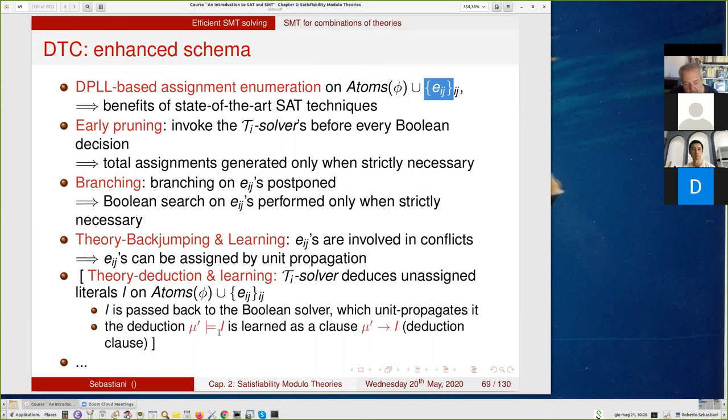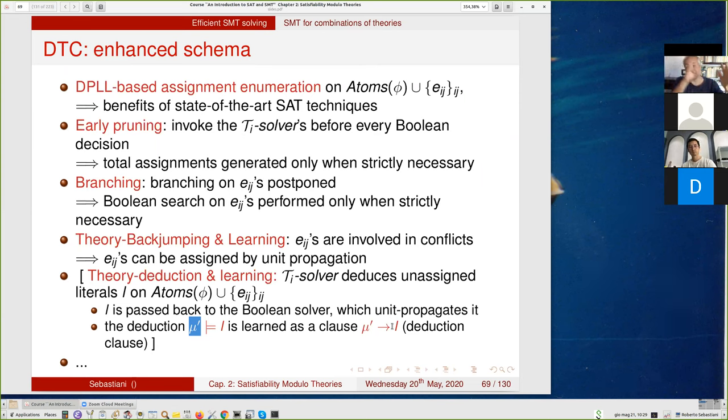So when one theory solver deduces one literal, or does something which is equivalent to deducing one literal, then you can learn this as a clause, because now the SAT solver is informed of the existence of the EIJ. You can learn this clause even though L is an interface equality, because the SAT solver is informed of the existence of the interface equalities. So this deduction is learned forever in the formula. So the next time you have, in a branch, a mu prime, the deduction of the interface equality is done directly by unit propagation by the SAT solver. So that's it. The first time this deduction is performed, it's performed by the theory solver. But the second time, it's performed directly by the SAT solver by unit propagation of the clause.